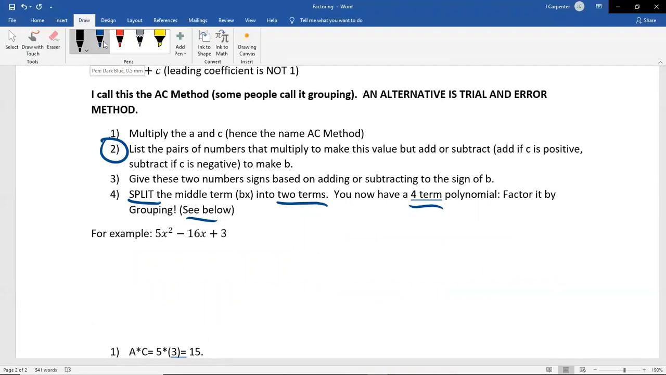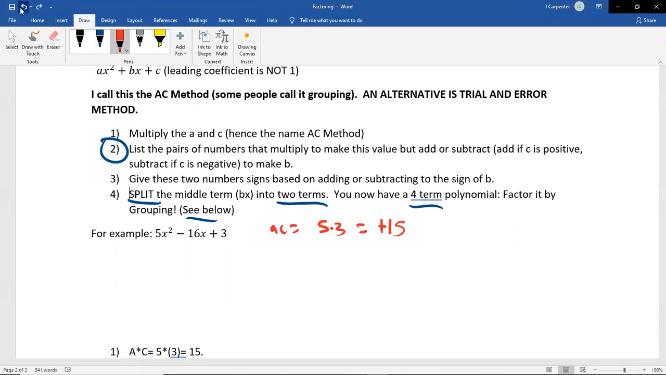So I'm going to do the AC method. We take the 5 times the 3. I even like to spell it out. So AC equals 5 times 3. If there was a negative 5 and a negative 3, I'd include their signs. 5 times 3 is positive 15. Remember, this sign is important because it's going to be telling you whether to add or subtract the pairs.